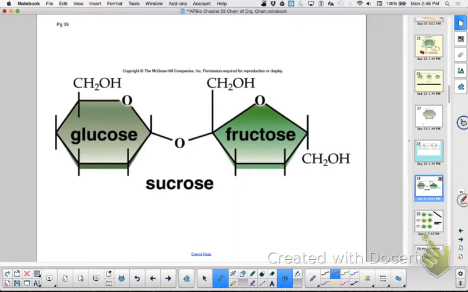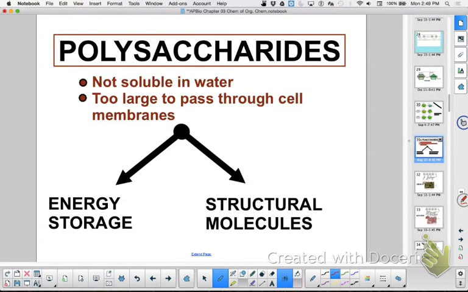But animals could also use it for structure. What could they build with it? Exoskeleton. Like what? Made out of what? Chitin. Good, chitin. Chitin. You're full of chitin. Okay.